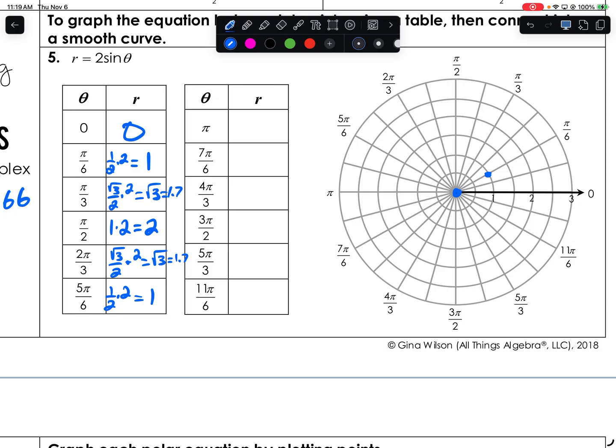So we get pi over 3, 1.7. So about right there. And then we get pi over 2, 2. Right? And I'm on positive y, so I'm good. We get 2 pi over 3, 1.7. Oh, this point was wrong right here. I need to move that out. 1.7 would be like right here.